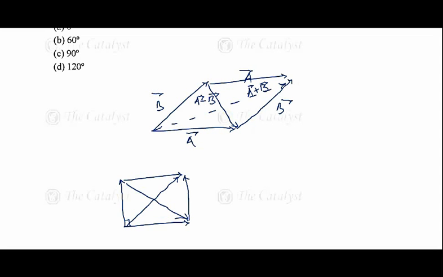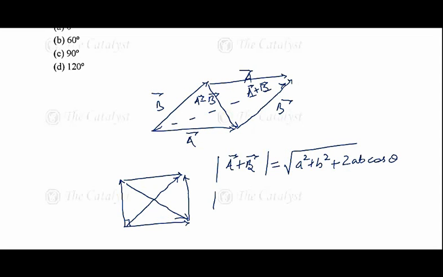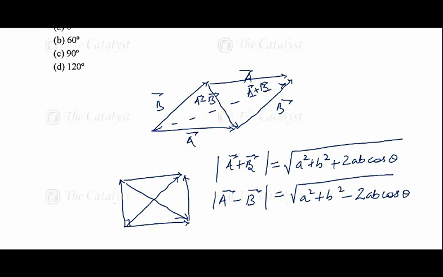Now the same problem can also be done using mathematical vector analysis. We know that for A plus B, if you find the magnitude, it will be the square root of A square plus B square plus 2AB cos theta, right? And the magnitude of A minus B is equal to the square root of A square plus B square minus 2AB cos theta, right?